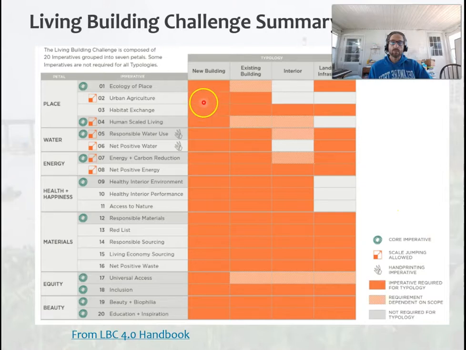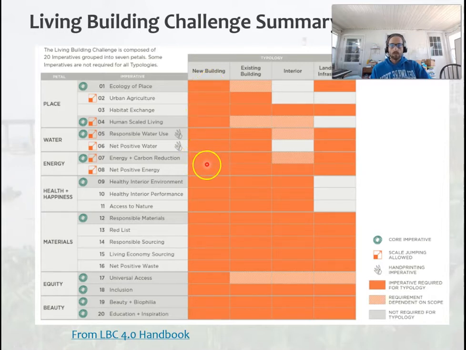And this is just a summary matrix. If you look at their actual evaluation matrix, it's a lot more complex. But you can see for a new building, you have to hit all. See, there's 7 petals, right? Place, water, energy, health, happiness, materials, equity, beauty. And then there's imperatives within each petal. And for a new building, the dark orange is required. So for a new building, you have to hit every single aspect.